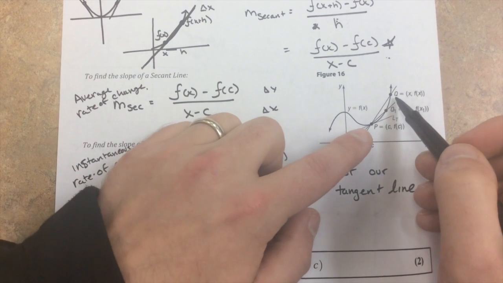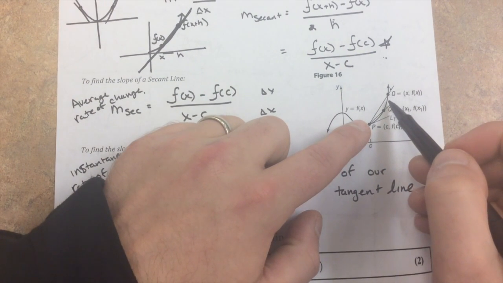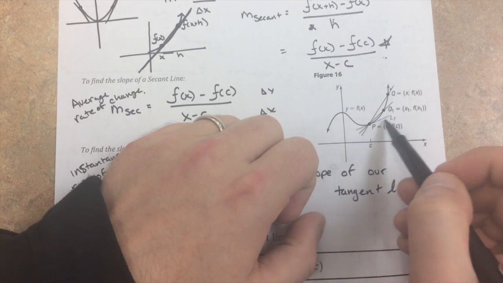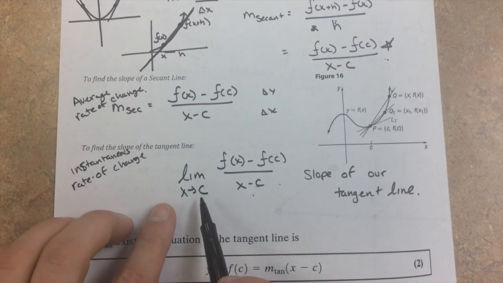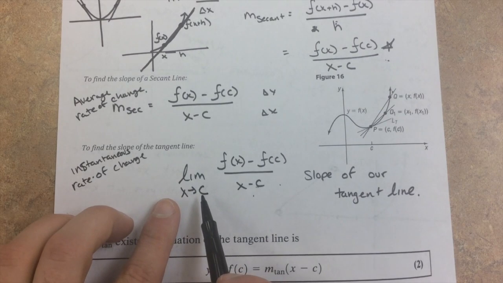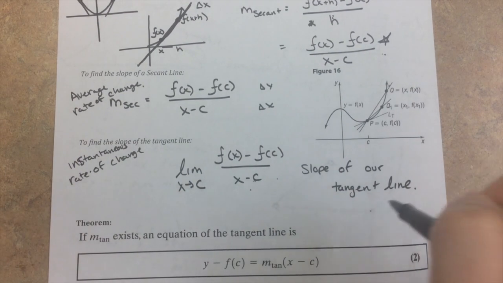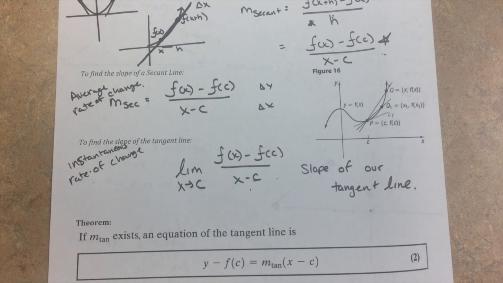And the tangent is when we turn this secant and we move these points closer and closer and closer together until it's just the exact same point. So if we move x until it gets closer and closer to c, until it is c, we get the exact slope of the tangent line. So we can find rates of change of any type of function.